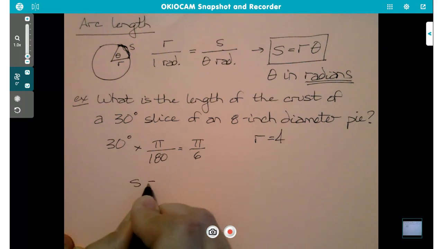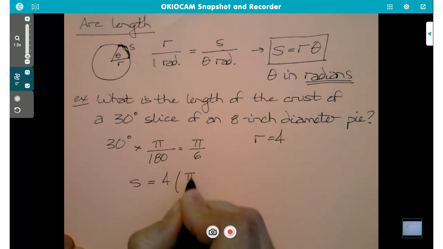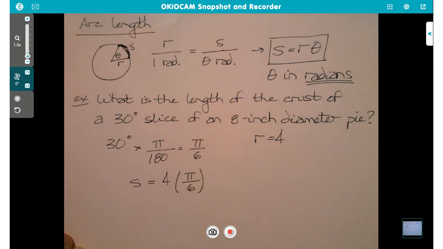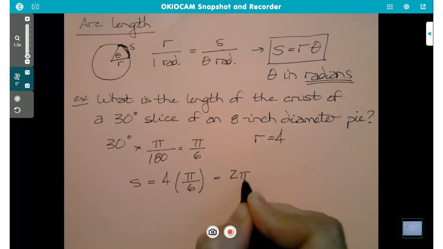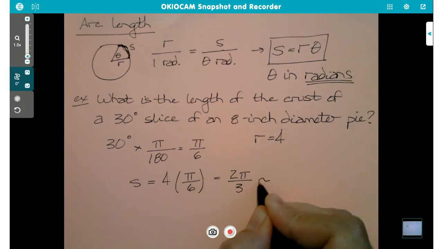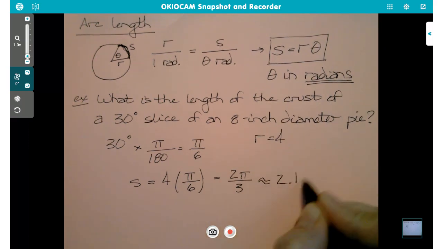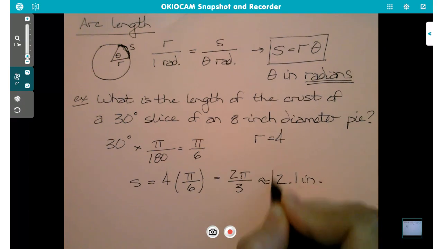The length of the crust side of my piece of pie is radius times the angle in radians. And I get, if I reduce, 2 pi over 3, which is exact, but not very relatable. So exact value, 2 pi over 3. Approximation, which comes from a calculator, this is about 2.1 inches. Verify if you want.